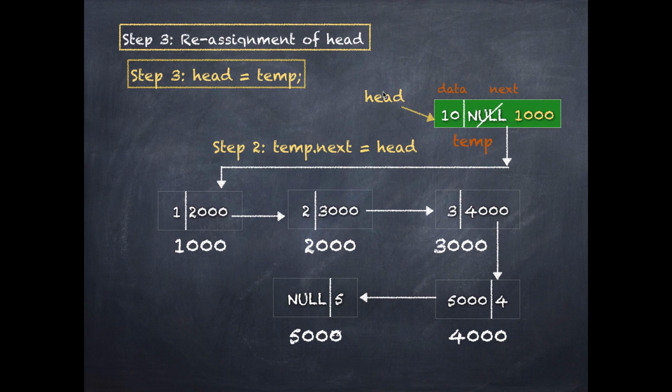So now head is reassigned to this node, and you can see earlier it was null. Now it has the pointer value 1000. That is the old first node, right? This was the old first node. This address is now given to the newly created node, and head is now pointing to the newly created node.